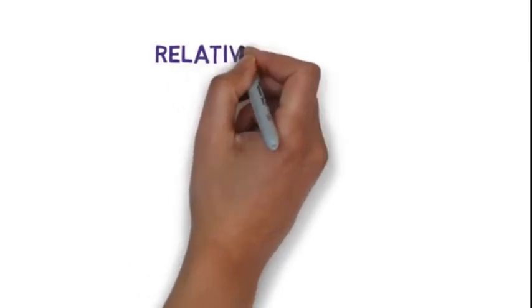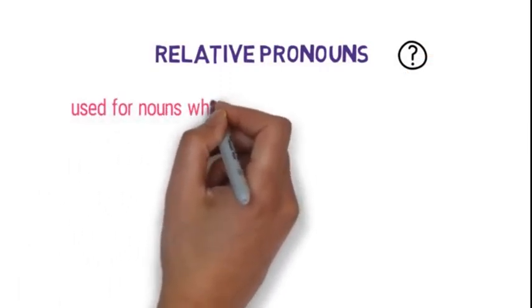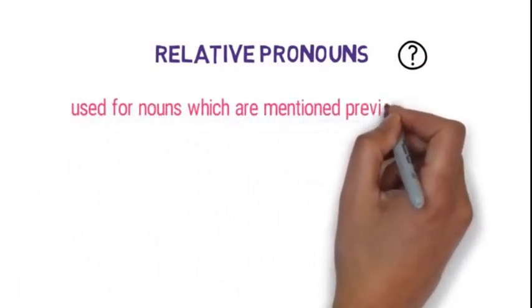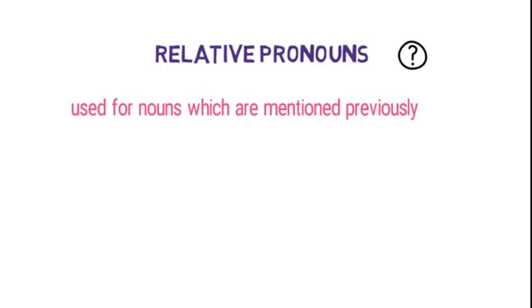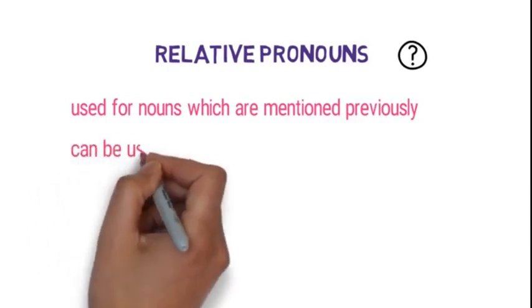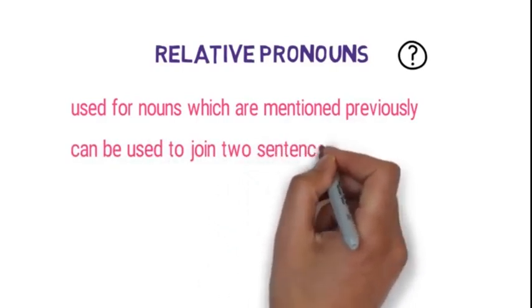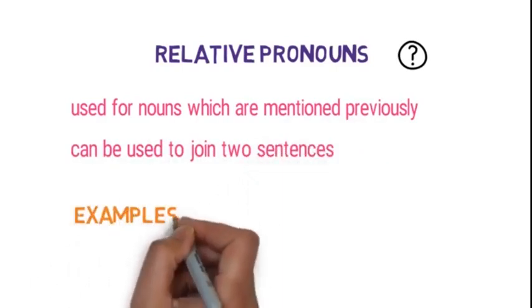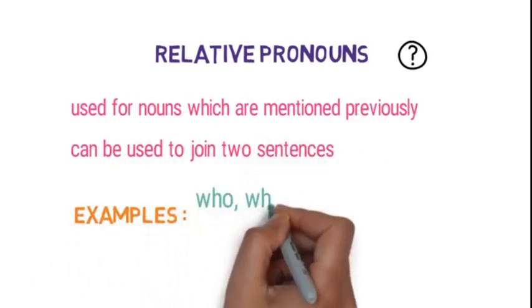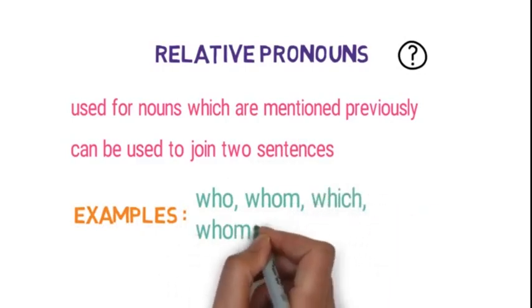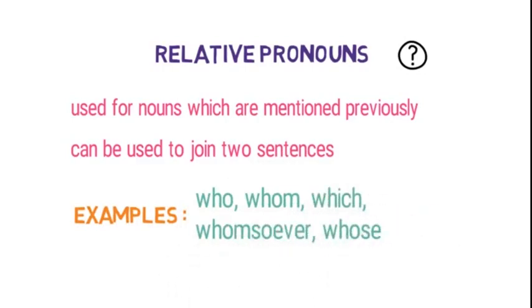Now let's look into the next category of pronouns, relative pronouns. Now what are relative pronouns? They refer to nouns which are mentioned previously. They may be a person, place, thing, or idea. They can be used to join two sentences. Examples of them are who, whom, which, whomsoever, whose.